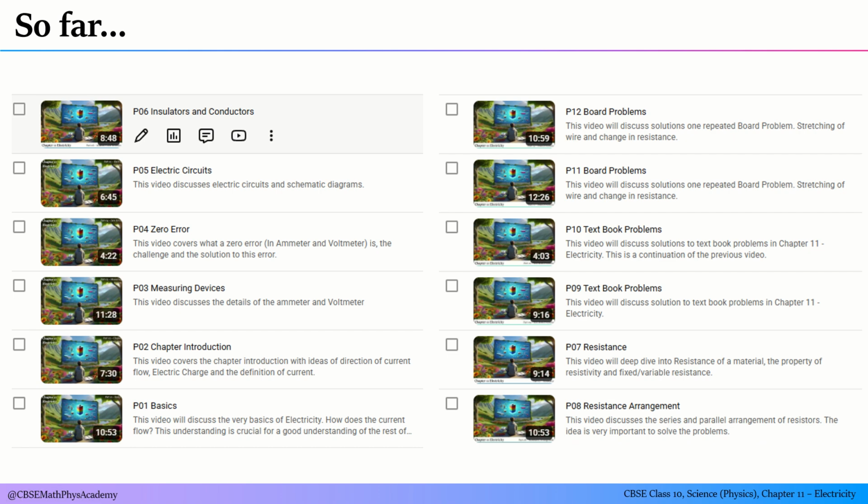So far we have covered the basics of how current flows, the definition of voltage and current, how they are measured, the errors in the measuring device, electrical circuits, schematic diagrams, the difference between conductors, insulators and resistors, and how resistors can be arranged in series and parallel. We have also seen a couple of board exam as well as textbook problems around these topics.